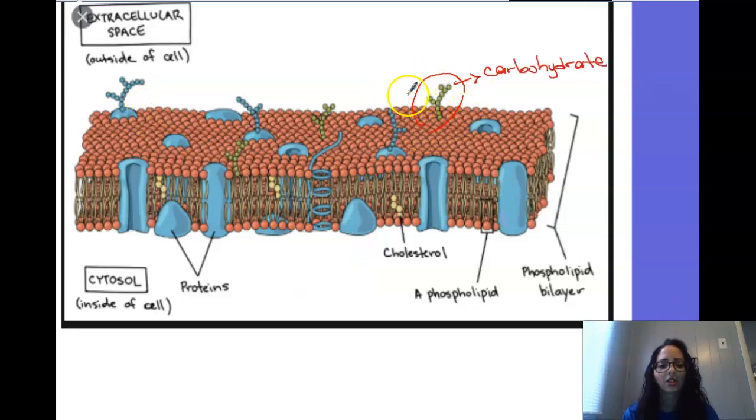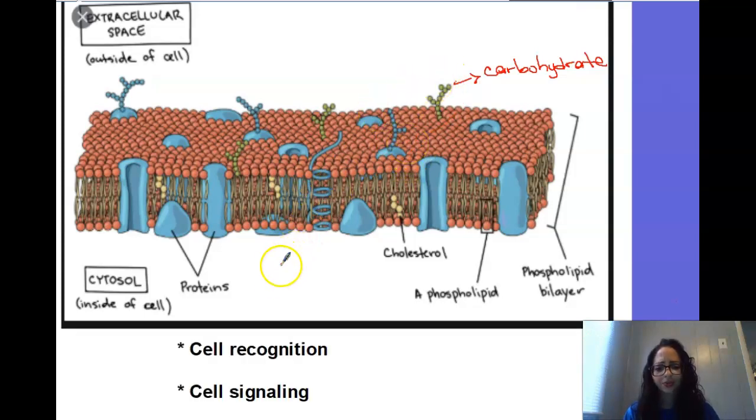Our last structure is carbohydrates. This one over here. So carbohydrates can be attached to a phospholipid or can be attached to a protein. So depending on where it's attached, the name changes. Carbohydrates participate in cell recognition. That means we identify cells as our own instead of a strange cell that the body will attack. We don't want that. We only want to attack pathogens and things that are not supposed to be in our body. And also in cell signaling.